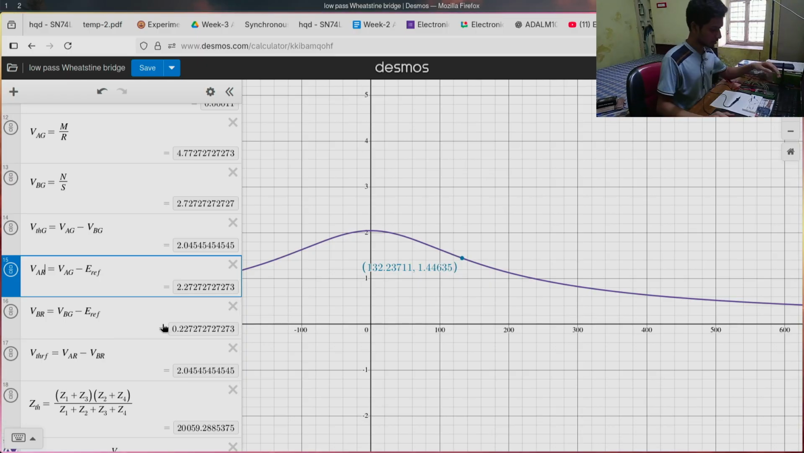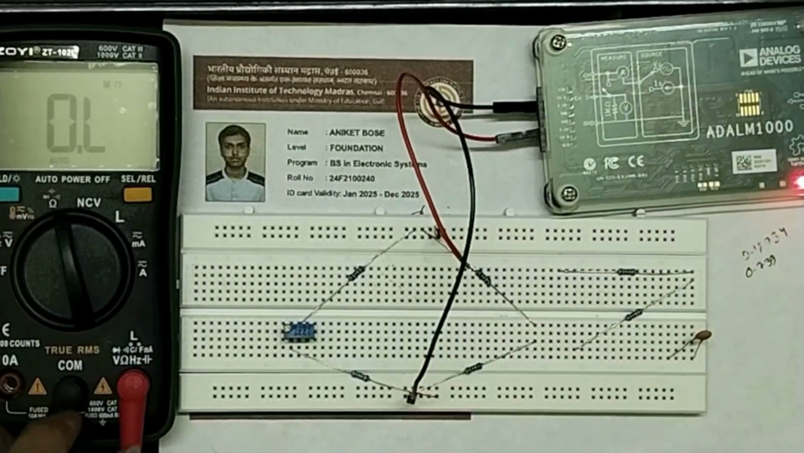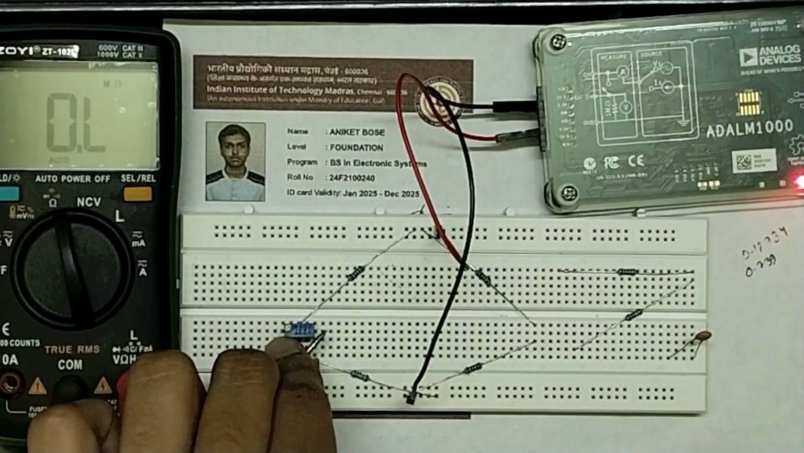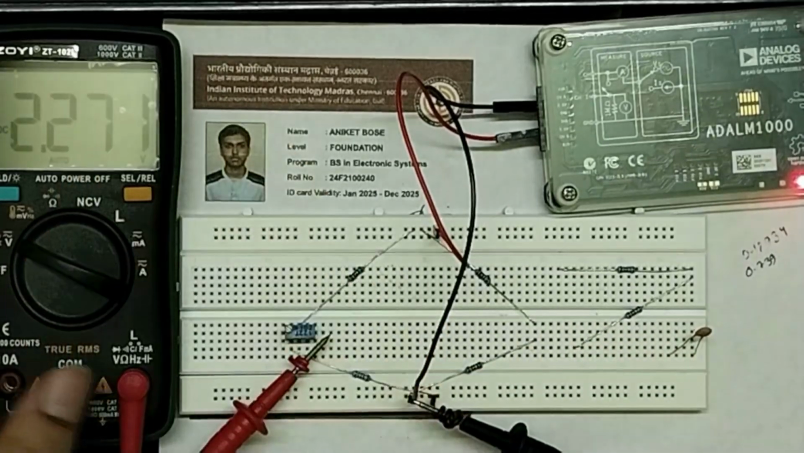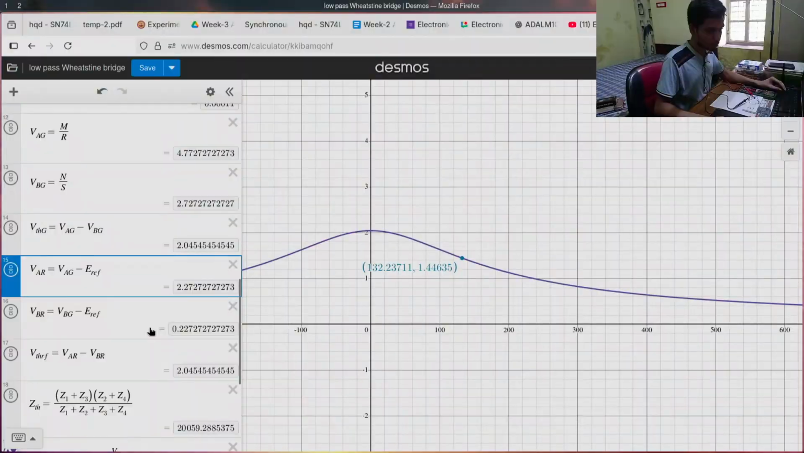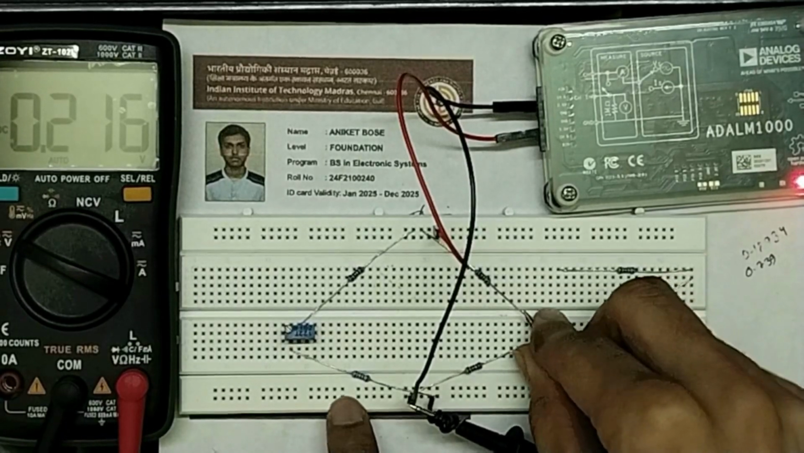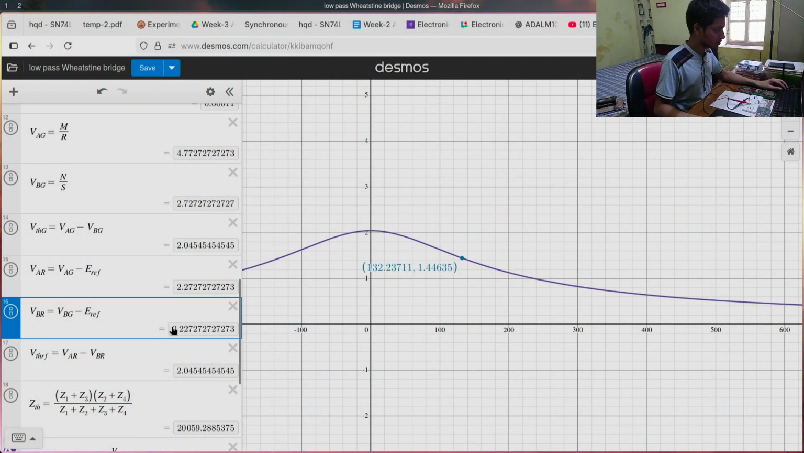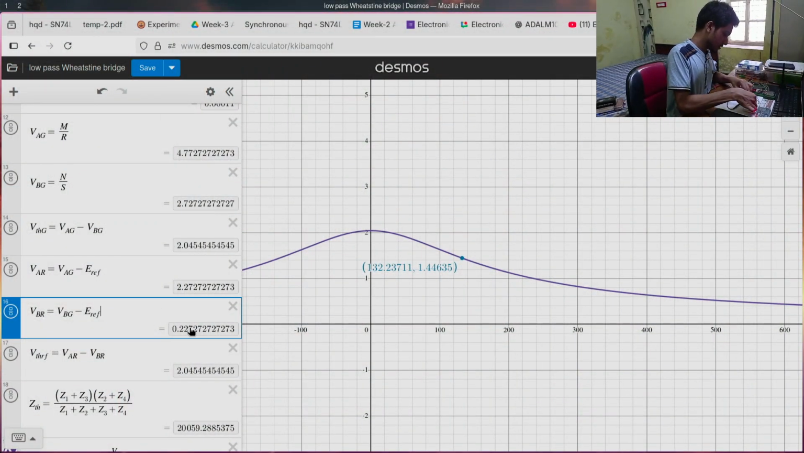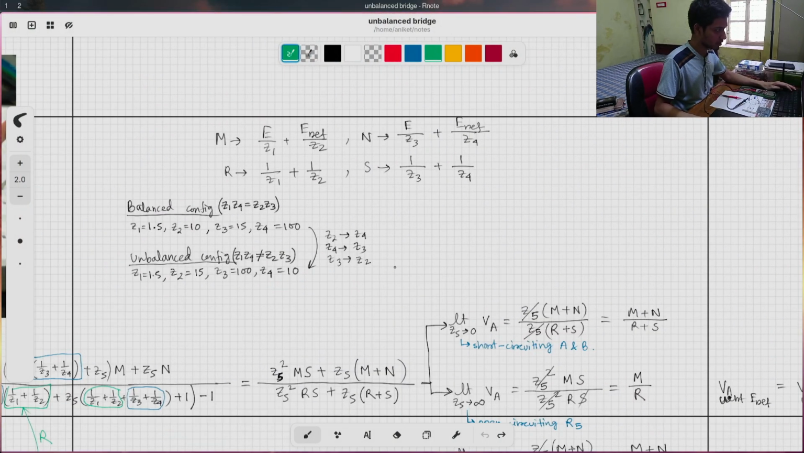So let's check that out in the circuit. So this is 5 volts and this is 2.5 volts. Now VA with respect to the reference is 2.27. In the Desmos, we can see the VA with respect to reference is 2.27. VB should be 0.227. So let's check that out. So this is VB, it's 0.227. In the Desmos also it's 0.227. So our expressions are correct. So these expressions are working for both balanced and unbalanced cases.